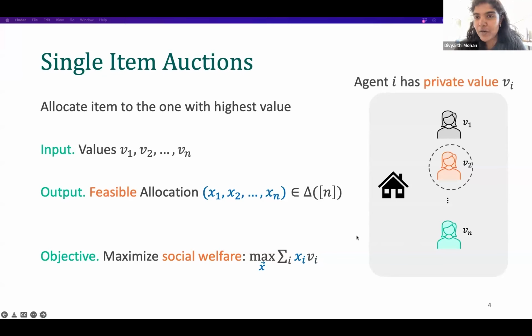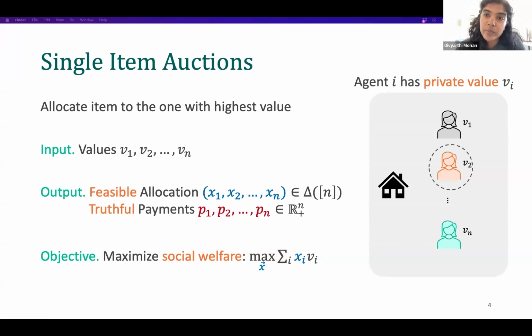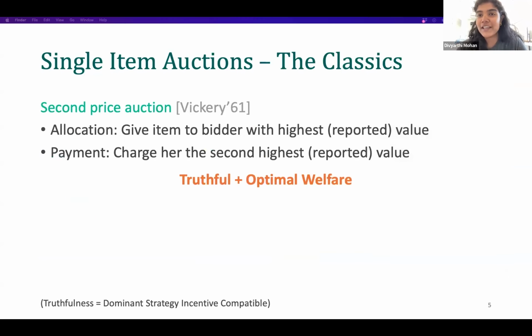The agents are going to have a private value, and moreover, they are going to be strategic. So we need to incentivize them to report truthfully. In particular, we will have truthful payments so that the agents' utilities are maximized when they report truthfully. For concreteness, for this whole talk and this whole work, we are only going to look at quasi-linear utilities. So the agent's value for the given allocation minus the payment is going to be the utility of the agent.